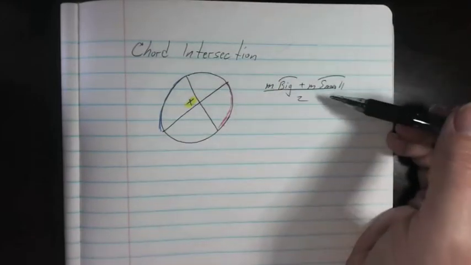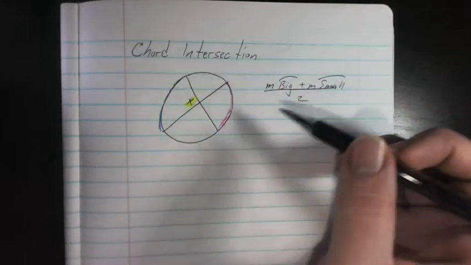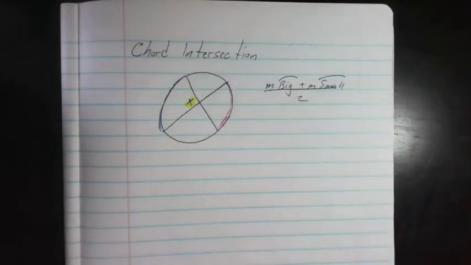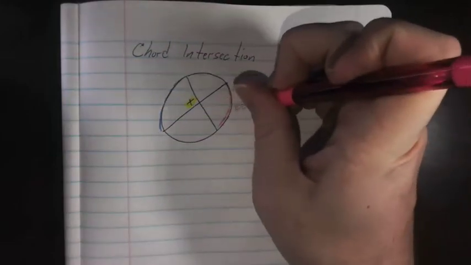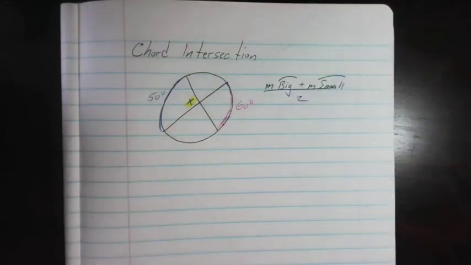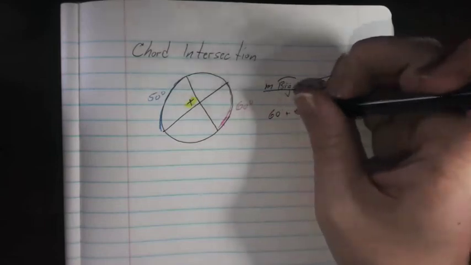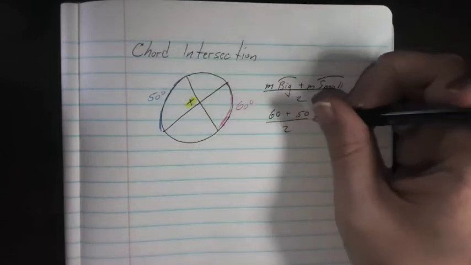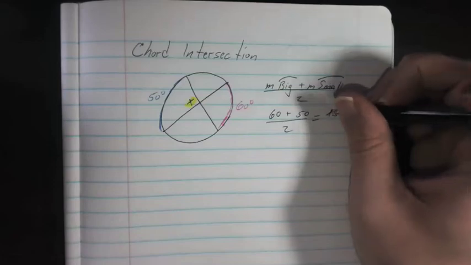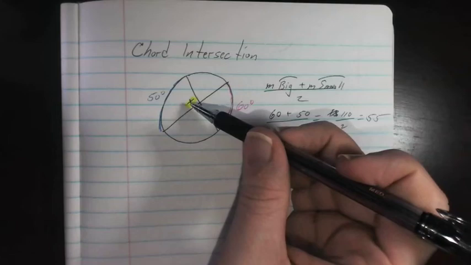A nice way to remember the difference between this and the one we just saw: these two cross like a plus sign, so there's a plus sign. Let's take a look. So if the pink one was going to be a 60 degree arc, and our blue one was going to be a 50 degree arc, then all we do to figure out x is say, well, 60 plus 50 over 2. Well, that's going to be 110 over 2. That's going to be 55, and that would be the measure of x.